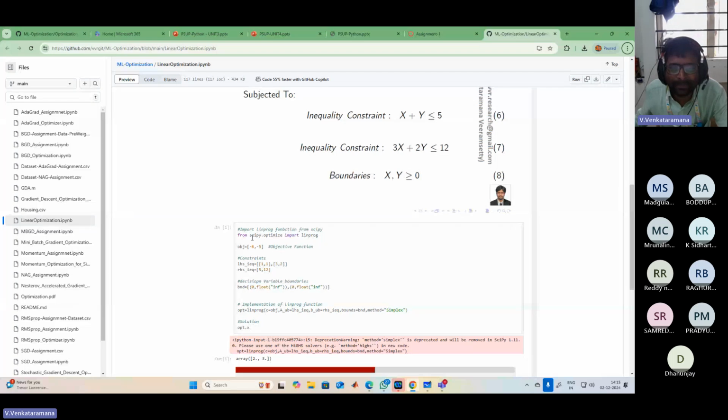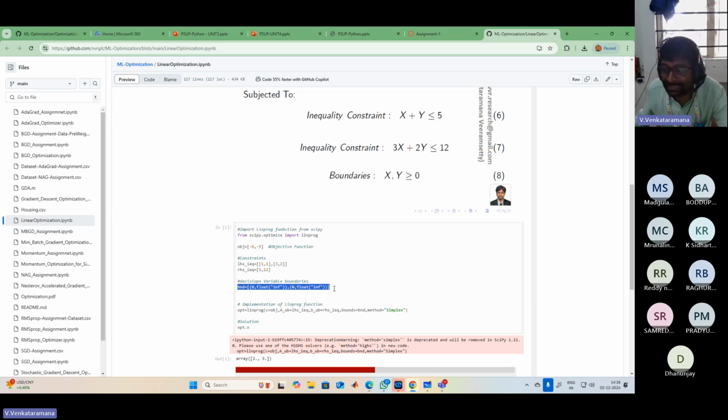In scipy.optimize, you need to import the linprog method to work on linear optimization problems. After that, you have to give the objective function coefficients and the constraints. You have to give the left-hand side of the inequality constraint values and the right-hand side of the inequality constraint values. After that, you have to give the boundaries also.